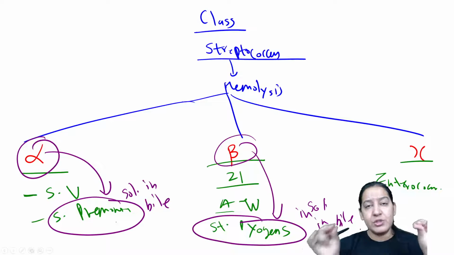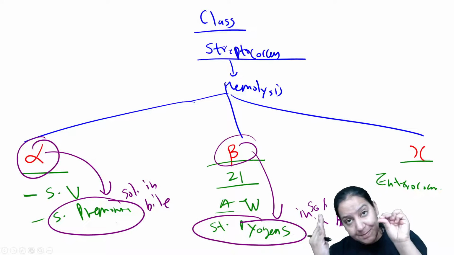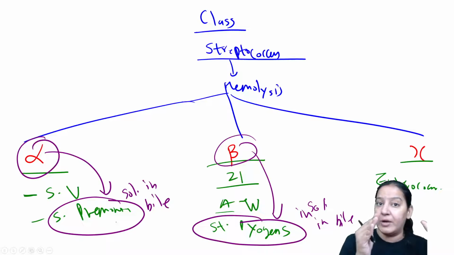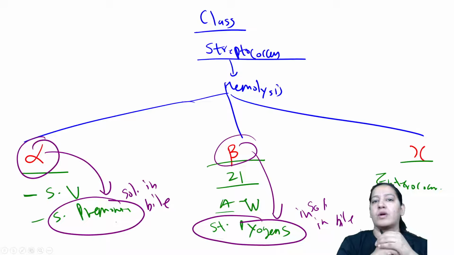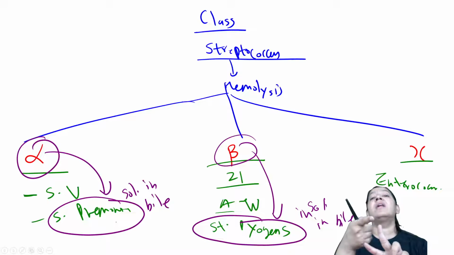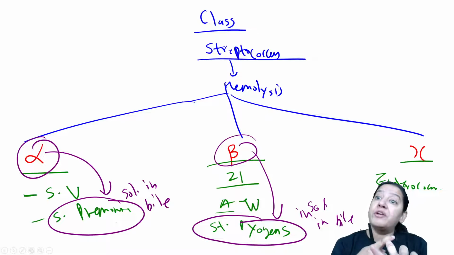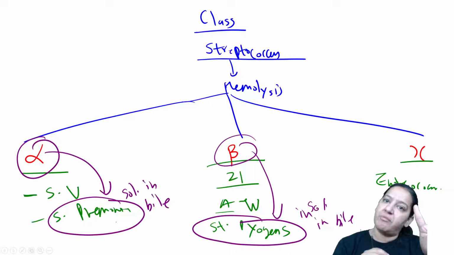So this test is to differentiate Streptococcus pyogenes from Streptococcus pneumoniae, not to differentiate from Staphylococcus. We have done a catalase test to differentiate it from Staphylococcus. We have done a bile solubility test to differentiate it from Streptococcus pneumoniae. Both these tests are negative in Streptococcus pyogenes.